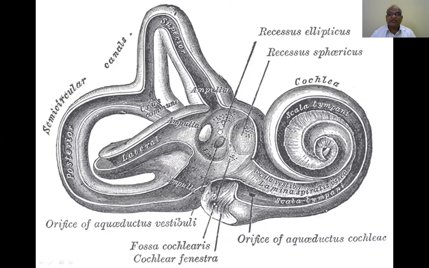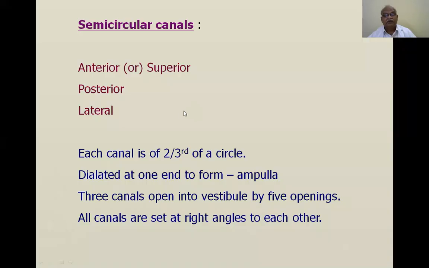If you draw an axis, that means this is a central axis, and you draw a line along the vestibule. This one is at right angles to this line, this is parallel to it, and this is perpendicular to it. So the position of the semicircular canals, I already told you.